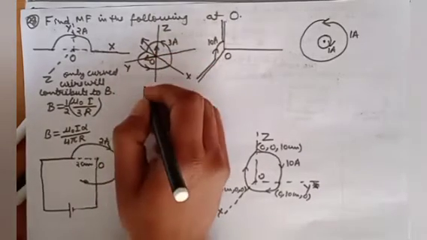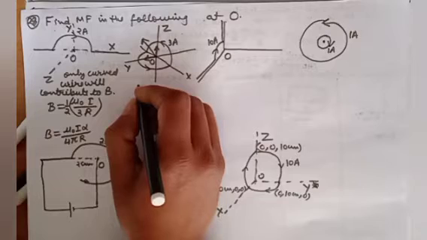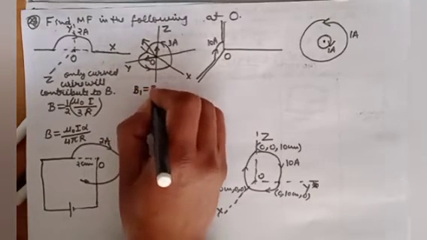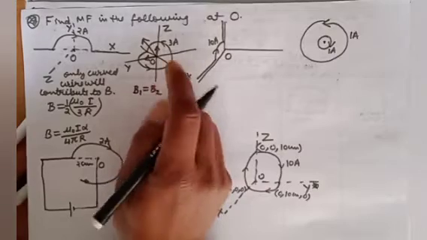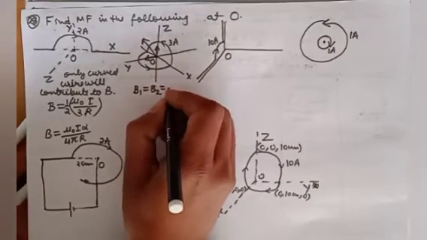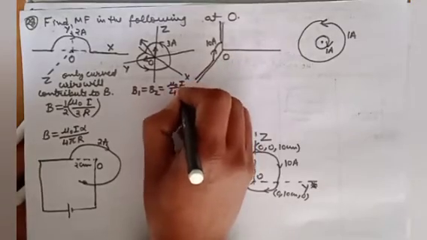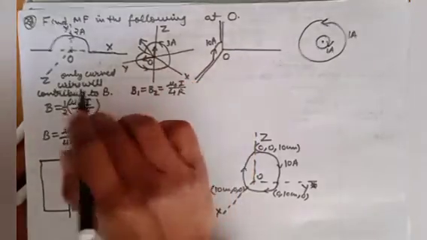So this is the first thing. The other thing you can do is the magnetic field by both: B1 is equal to B2. See, I'm not writing in vector form, so I can write them with equality. So that will be mu naught I upon 4R, because it is produced by a semicircle, same as this thing.